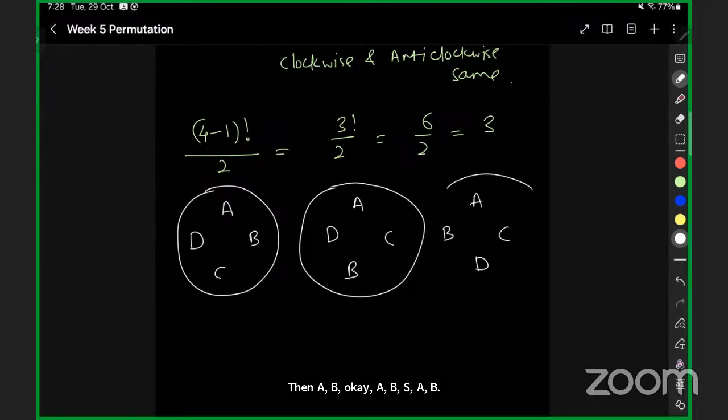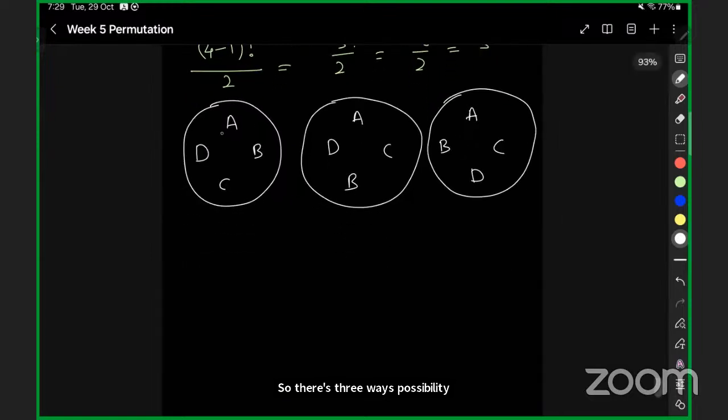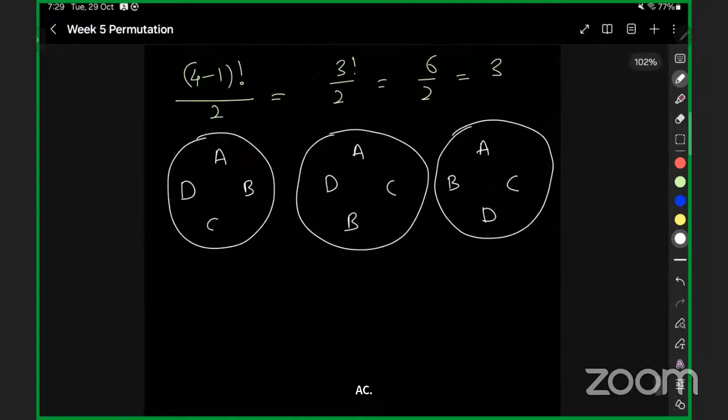So this is another way. Okay, so there are 3 ways, yes, sir, possibility. C, A, B, D, okay, A, C, B, yes, right. So it should be A, B, C, D, A, C, B, C. So they are not the same. So they are all distinct.